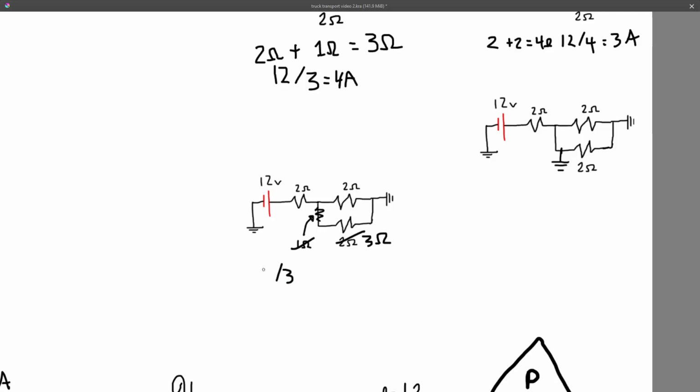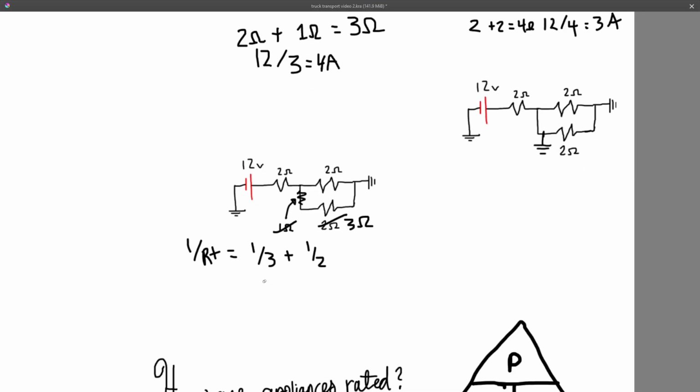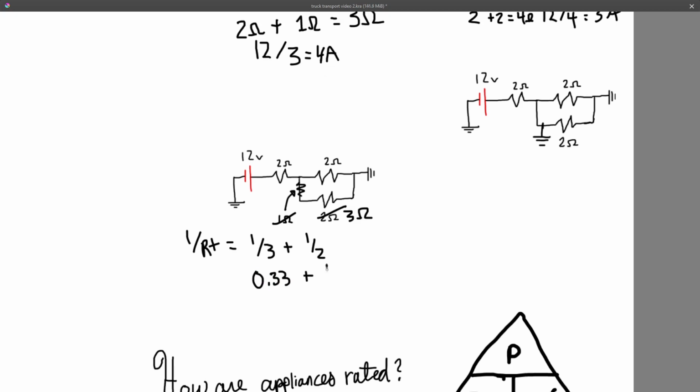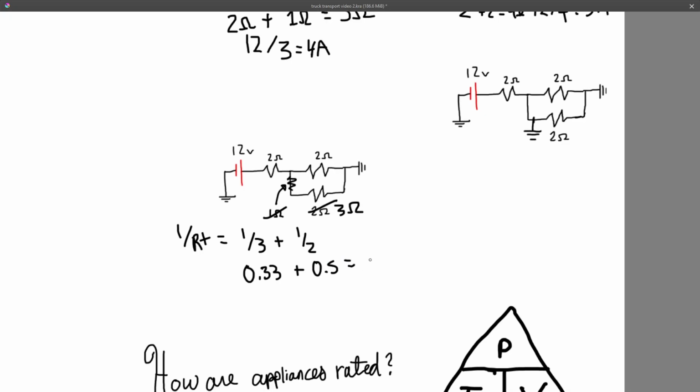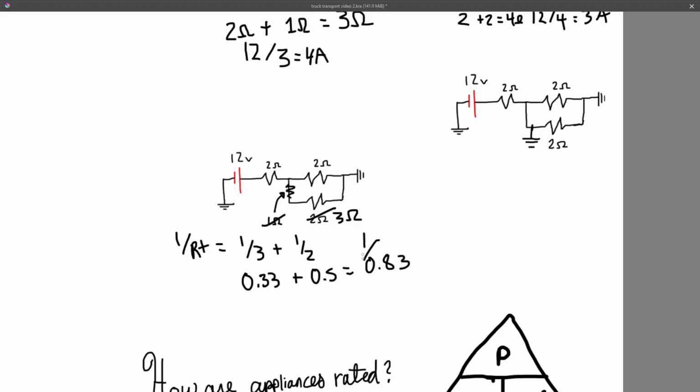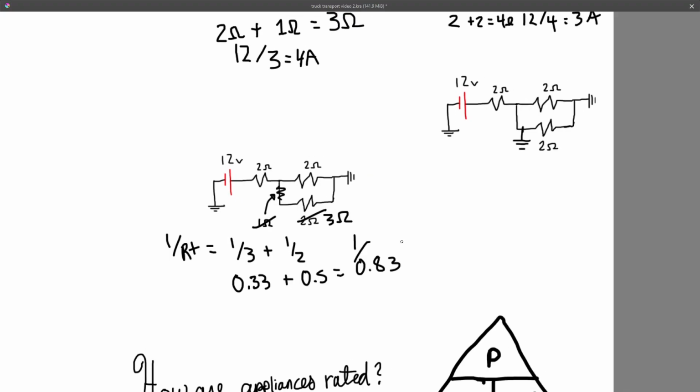So you're going to do your calculation of RT, 1 over RT is equal to 1 over 3 plus 1 over 2. 1 over 3 is 0.3, and then 1 over 2 equals 0.5. Add those together, you get 0.83, and then you'd need to go 1 over 0.83, which would give you 1.20.